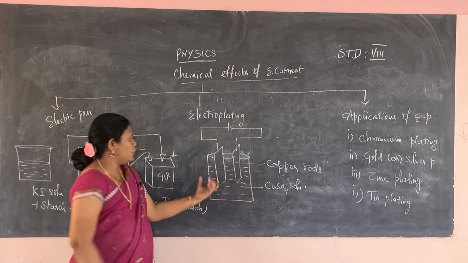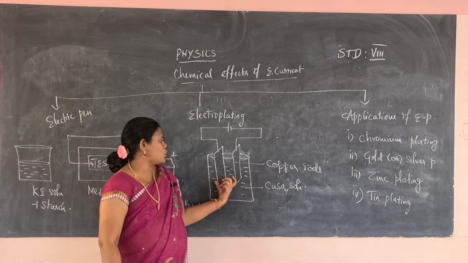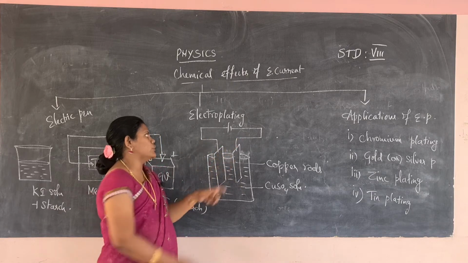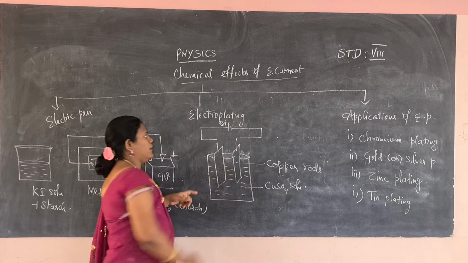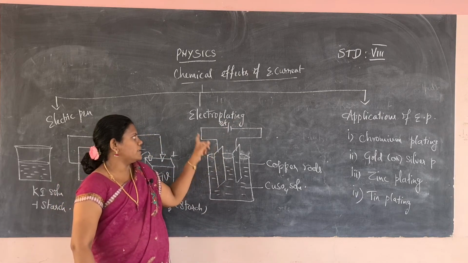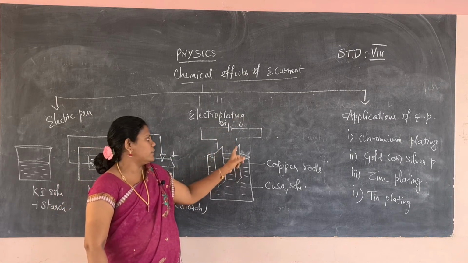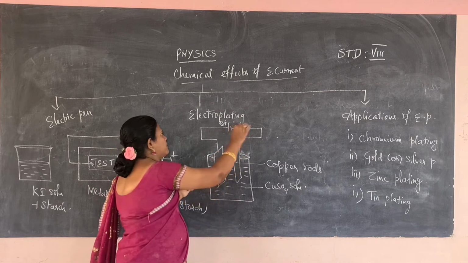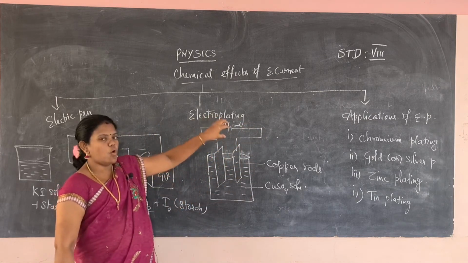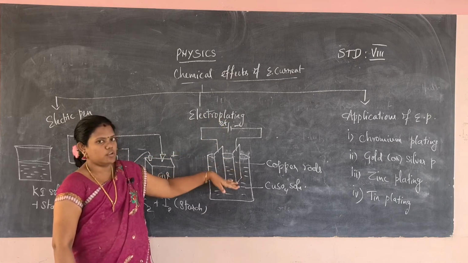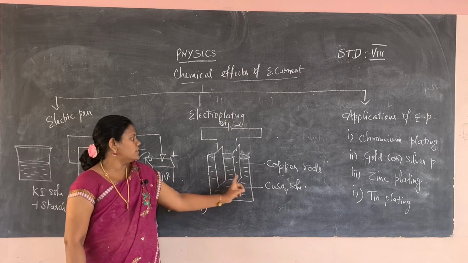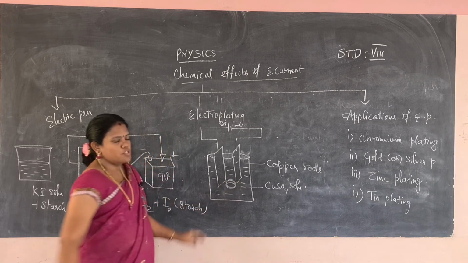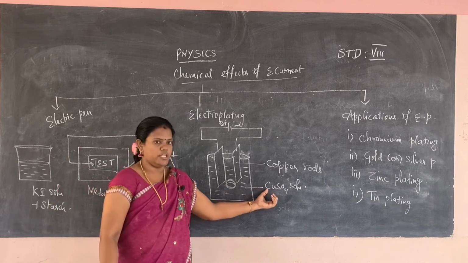Okay, so we insert the two copper rods in the copper sulfate solution and then the two rods will be connected to the battery. One plate will be connected to the positive terminal of the battery and another plate will be connected to the negative terminal of the battery. Okay, the battery will be on, the current will be passing through the copper rods and then a chemical reaction will take place between the two plates in the copper sulfate solution.